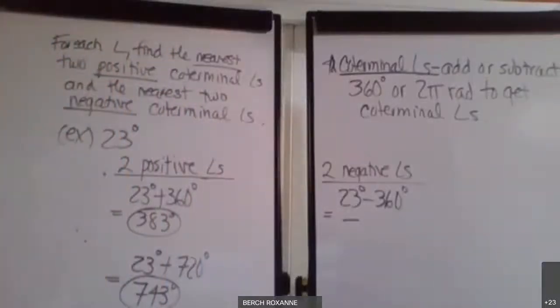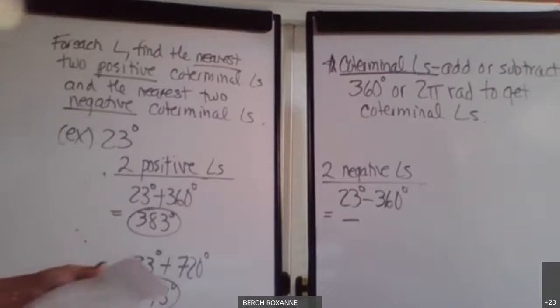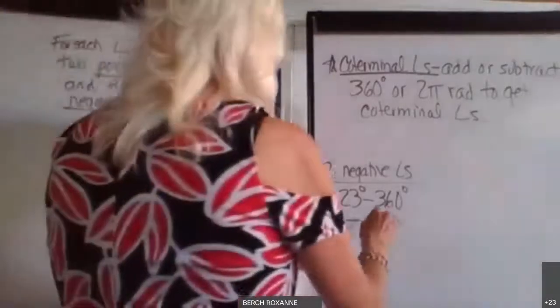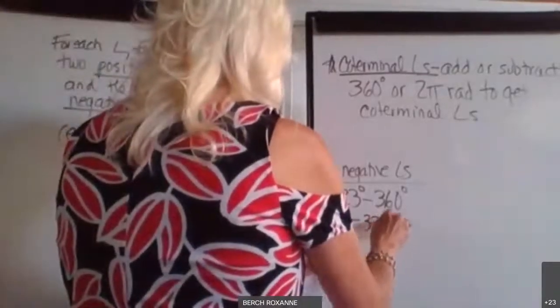Let's do it on a calculator. What's 360 minus 23? It'd be 337.